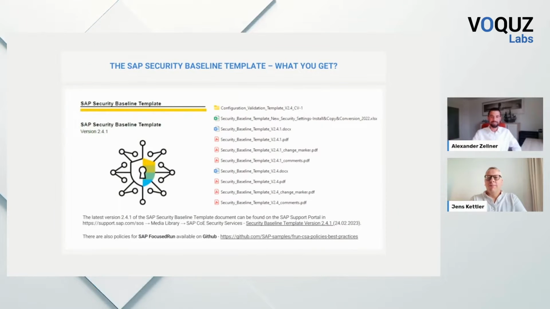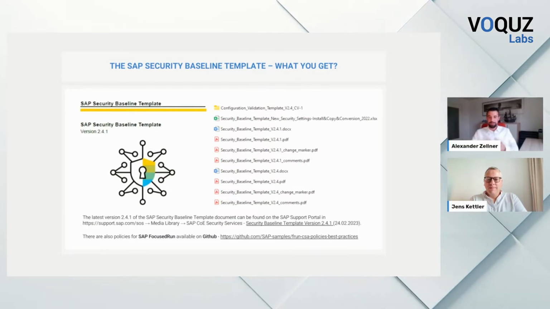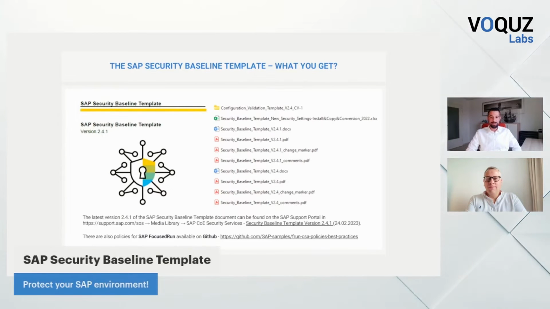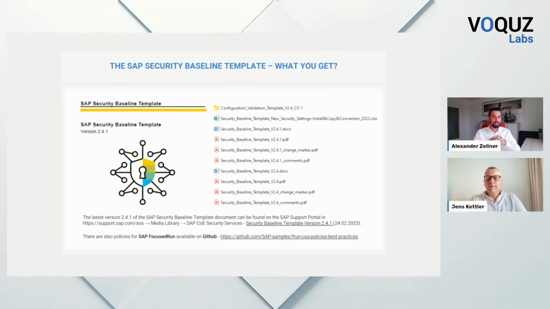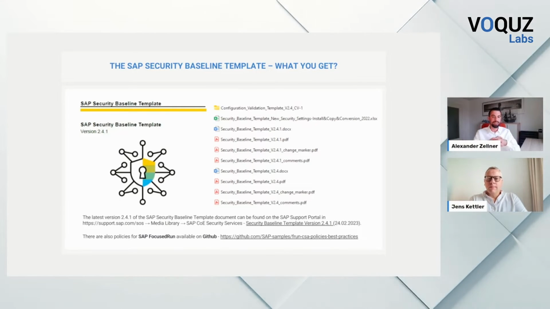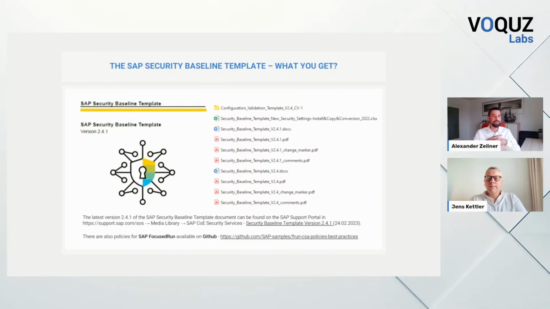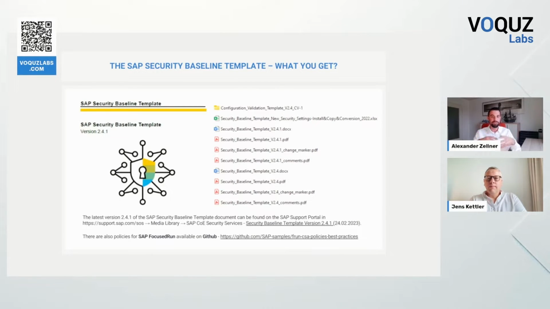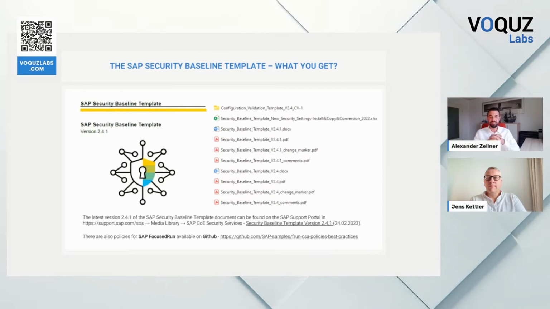So what's in the template? When you download the SAP Security Baseline, first of all, you will get it in the SAP support portal. The link is here in this slide for everybody. You will download a zip file that contains the things on the right, which are some PDF documents, also a Word document that you can adapt to your internal requirements. And you get a guideline that's described in many pages in very different layers and areas.